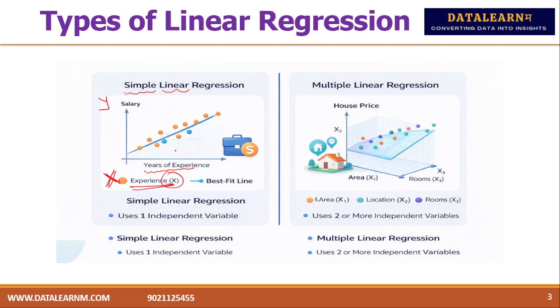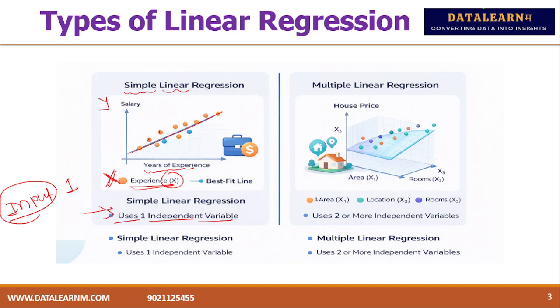So we'll get a line, and whatever experience values are there, those are given, like the orange color values. The best fitted line will cover most of the points. Suppose 100 points are there, the line will match 90, 95, or 85 points. Simple linear regression uses one independent variable. If there is only one input, the output will always be one. If the input is one, it's a simple linear regression.